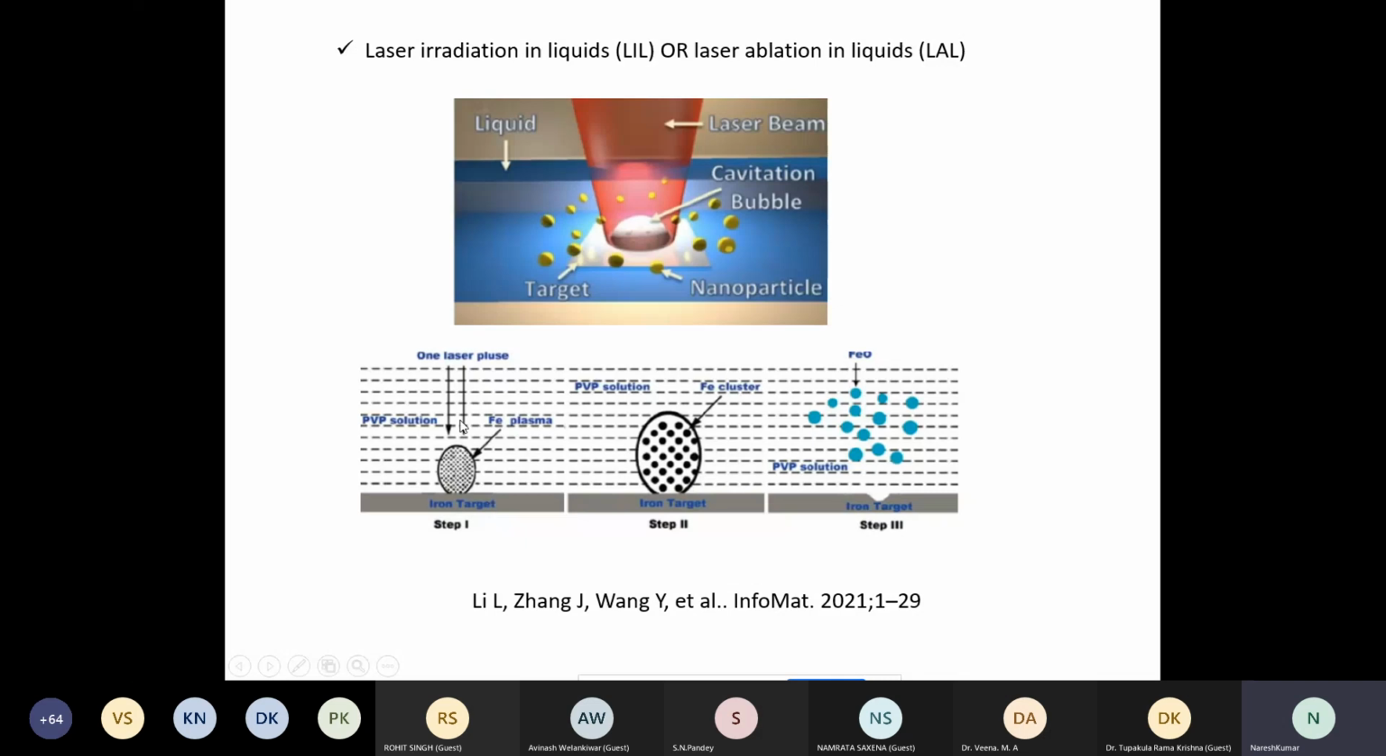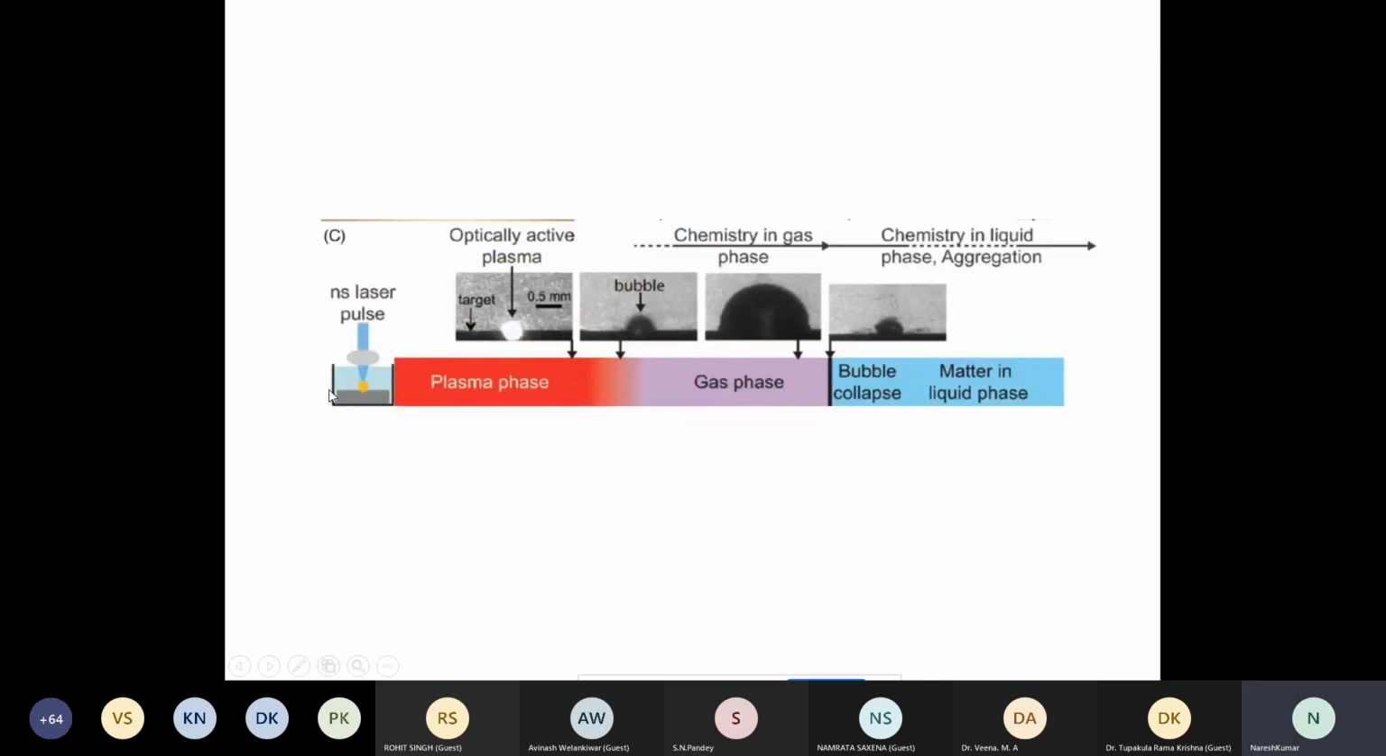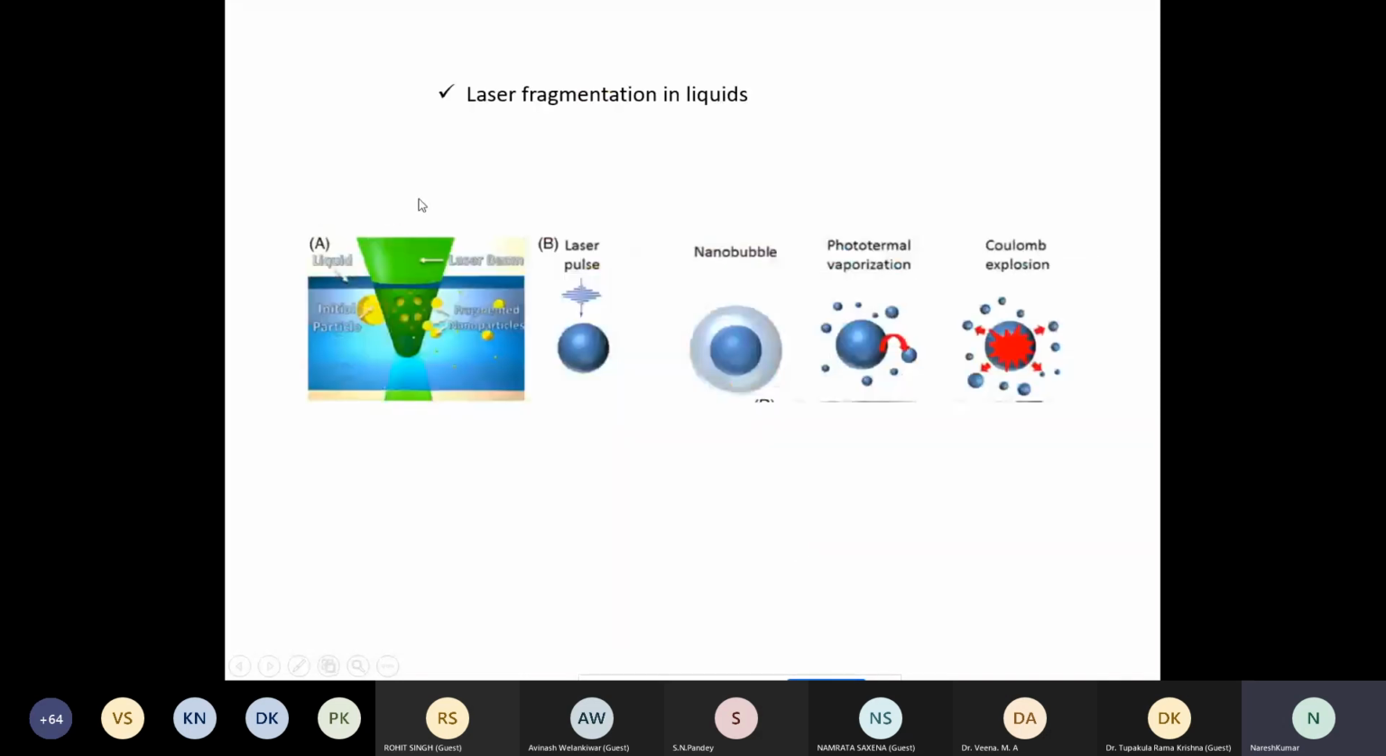The laser beam is coming, and then it is interacting and making a plasma, and finally you are getting the nanoparticles of the material. Let's say here we are saying it is iron oxide nanoparticles, right? Let's say another, same method: light is coming in and a bubble is forming, and then the gas phase is coming, and finally you are getting particles in the liquid. There is one more way of doing this, the laser fragmentation method.